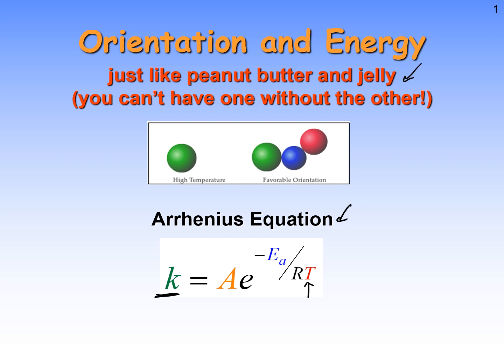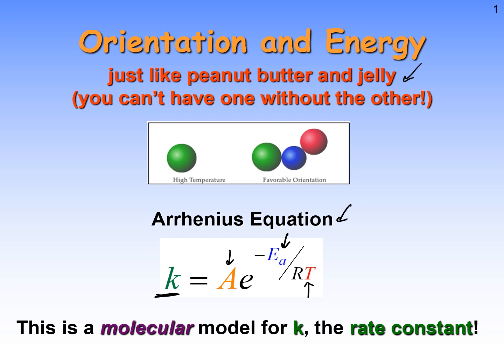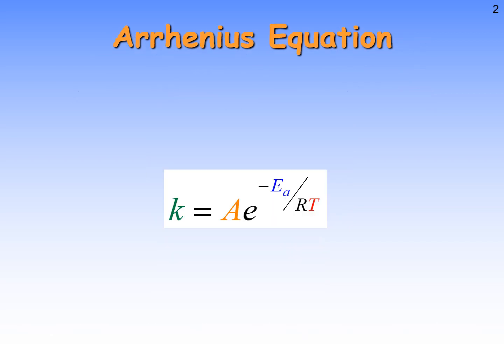We have temperature, we have activation energy. This guy is what's known as the frequency factor, and we'll talk more about this on the next slide. But this is the molecular model for the rate constant, how it changes with temperature for any reaction. Doesn't matter what the reaction is, doesn't matter what the reaction order is. This is going to be the equation that we can use to determine k at different temperatures.